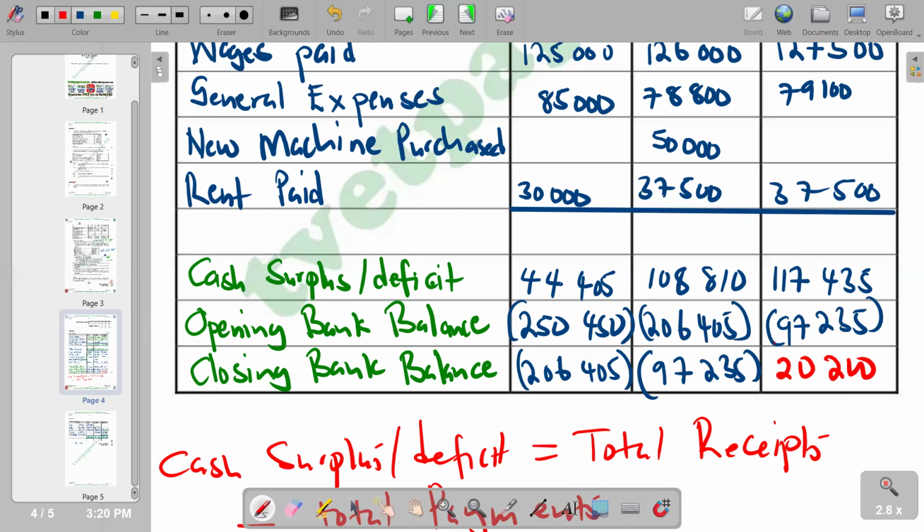So this is what we are putting in this video, on the preparation of the cash budget and obviously on the calculation of receipts from debtors.